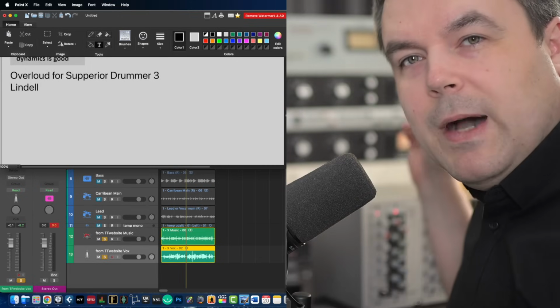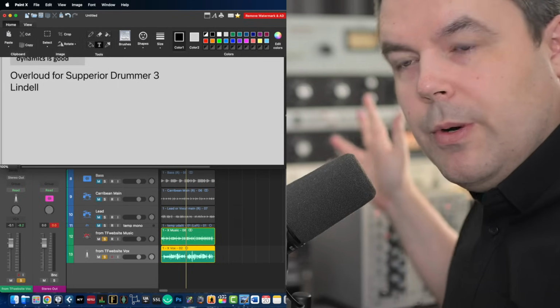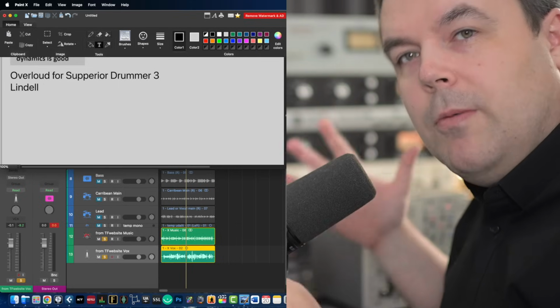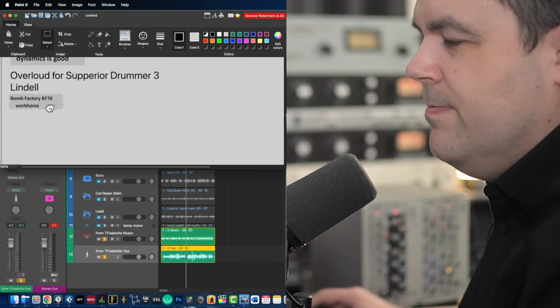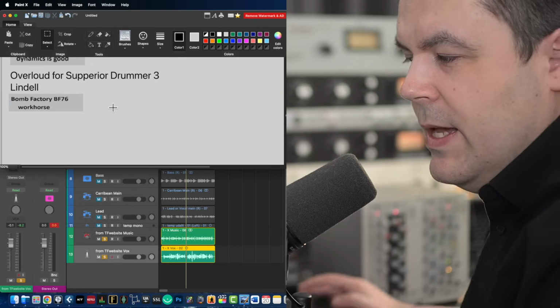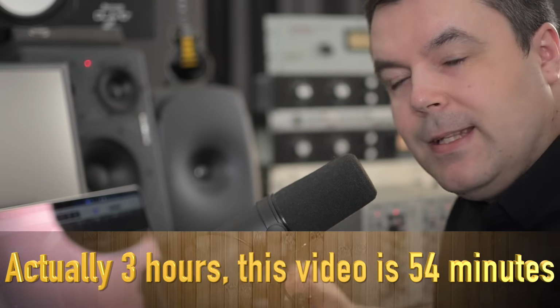We compared it with my two 1176 compressors over here, and they are very different from the plugins. Bomb Factory Workhorse: an old plugin, but very versatile. You just throw it anywhere and it seems to work. Remember, this lesson about the 1176 is very long. It takes literally lesson number 16 and lesson number 17.